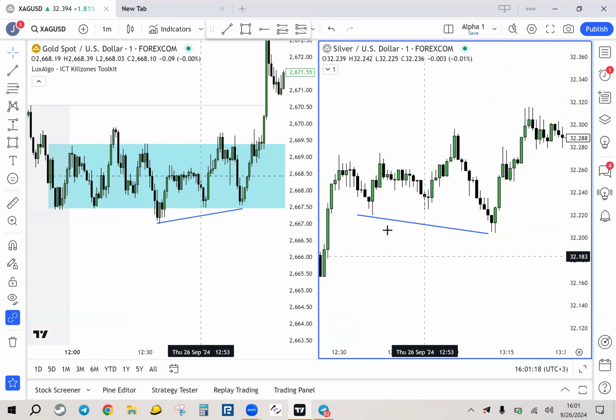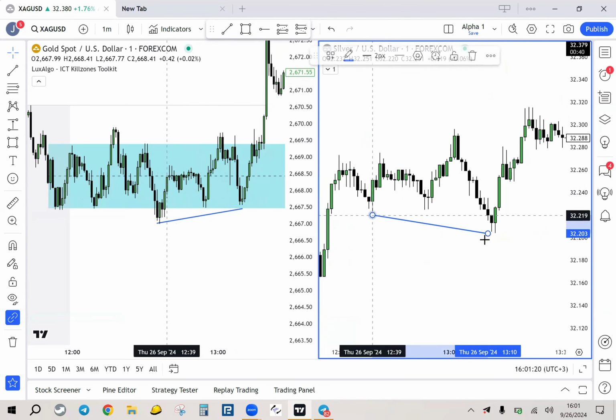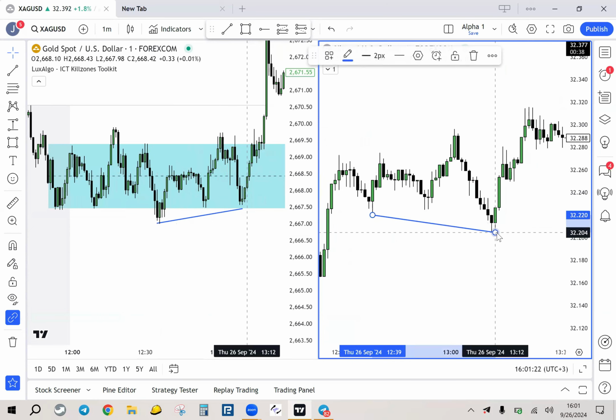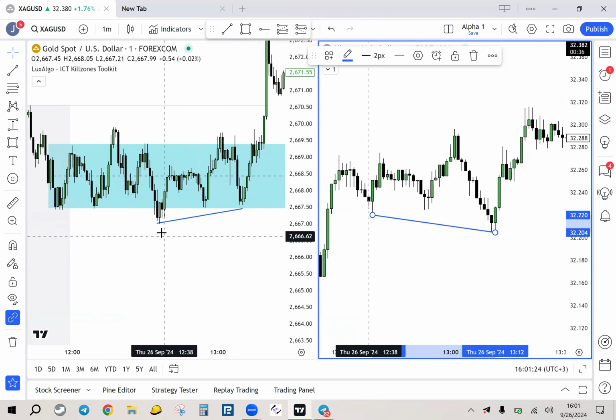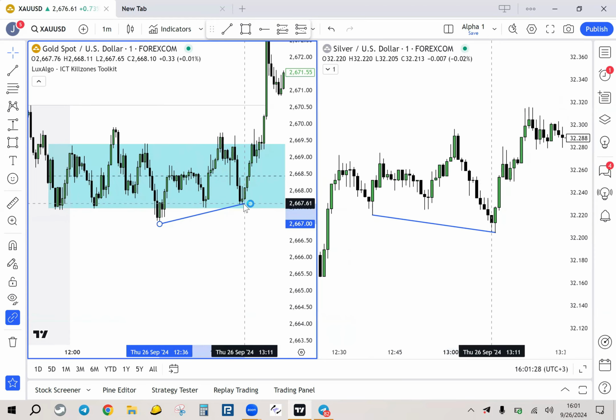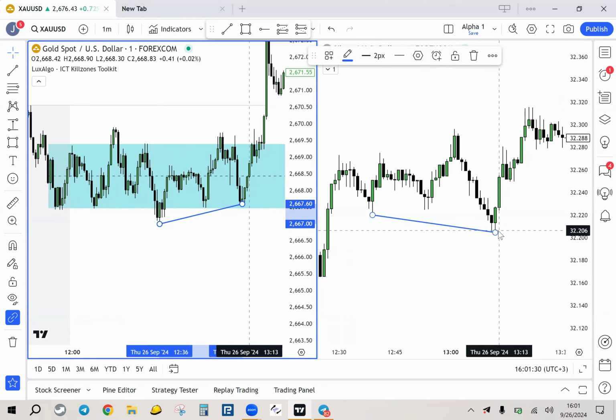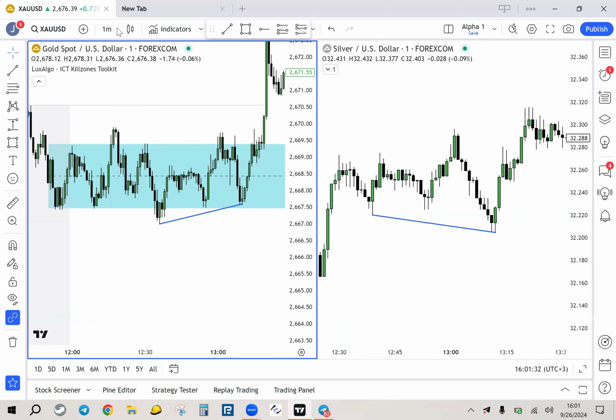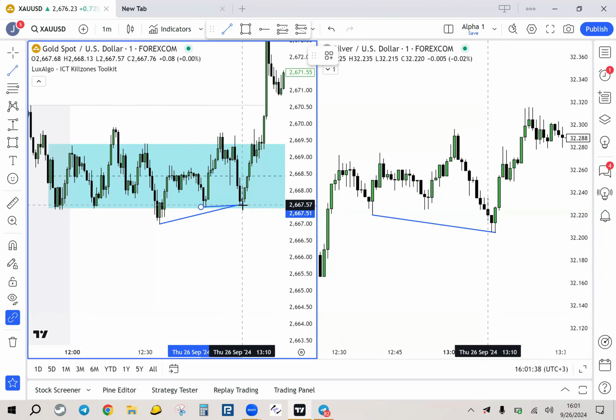Okay, so this is the divergence, or the divergences that we had. So we had in here a bullish continuation divergence where gold made a higher low and silver made a lower low. Okay, these two lows. And then we had another one where gold made relatively equal lows.